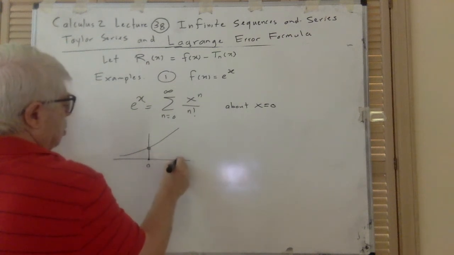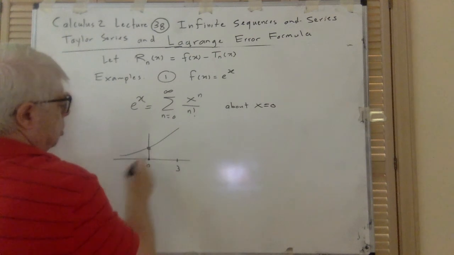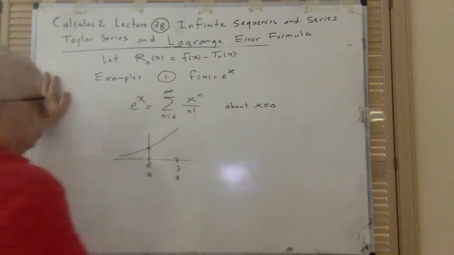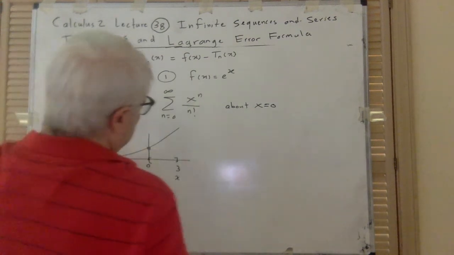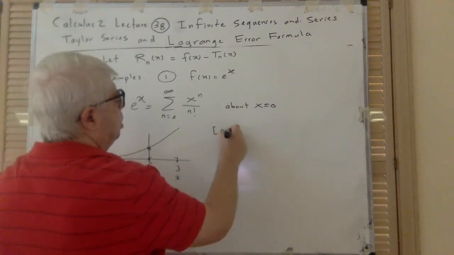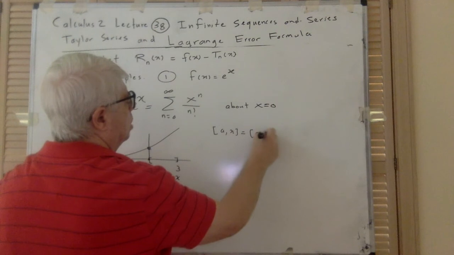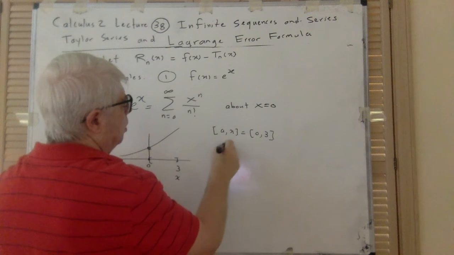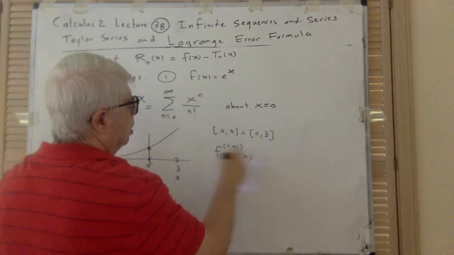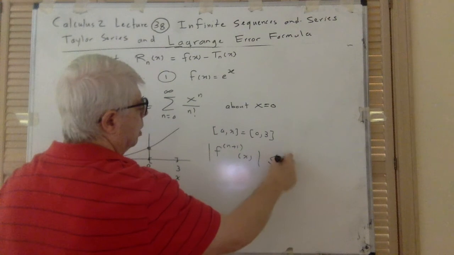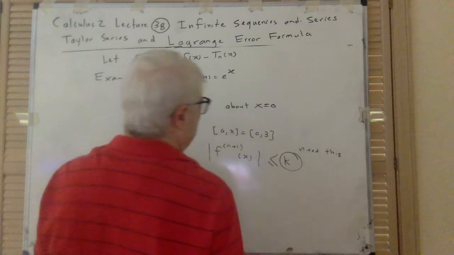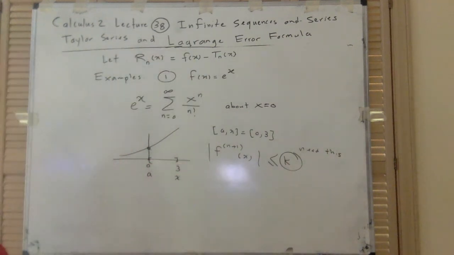Let's go up to, say, 3. So let's take this to be our interval, the a and the x, and let a, x be simply 0, 3. And what do I need? I need f of n plus 1 of x, I need this k in this. And remember, this definitely has an upper bound on a closed interval.